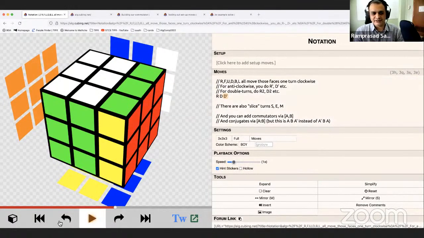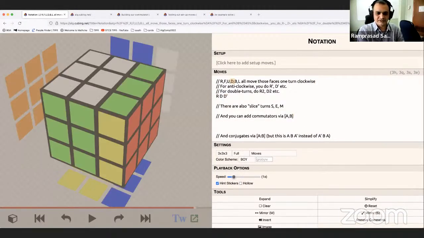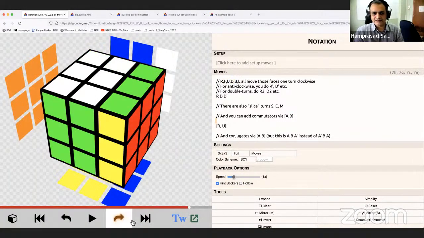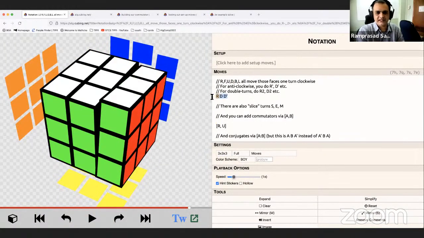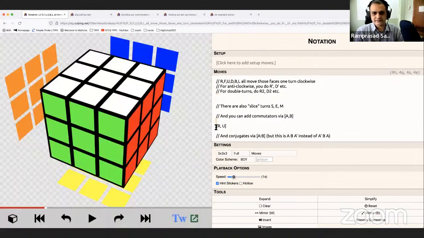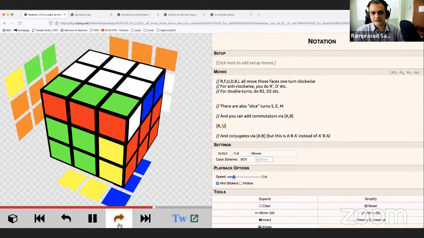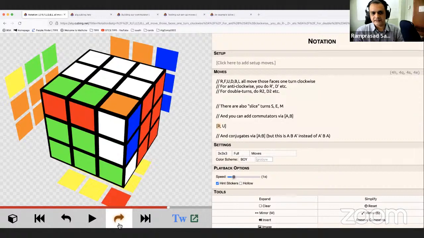And another nice thing about this is that it's very easy to write down commutators. So for example, R comma U is the commutator of R and U. These things are already there, so let me remove all of this. What this does is it does R followed by a U, followed by an R prime, followed by a U prime. So it's just convenient to write down instead of explicitly expanding things out and so on.